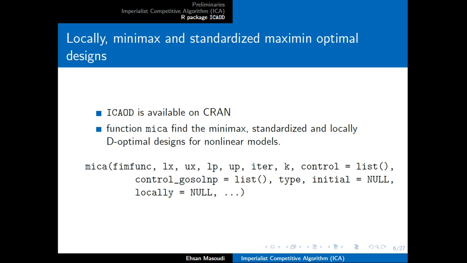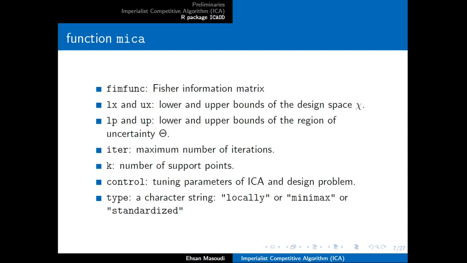And I also have here a type of optimal design. It can be locally, minimax, or standardized, and I'm working on the Bayesian optimal design as well. And you can also have initial values like every optimization algorithm. And this is for locally: if you want to use the standardized version, you should also specify a function here which gives you a locally optimal design, a numerical or analytical solution. And so these are the descriptions of the arguments again.